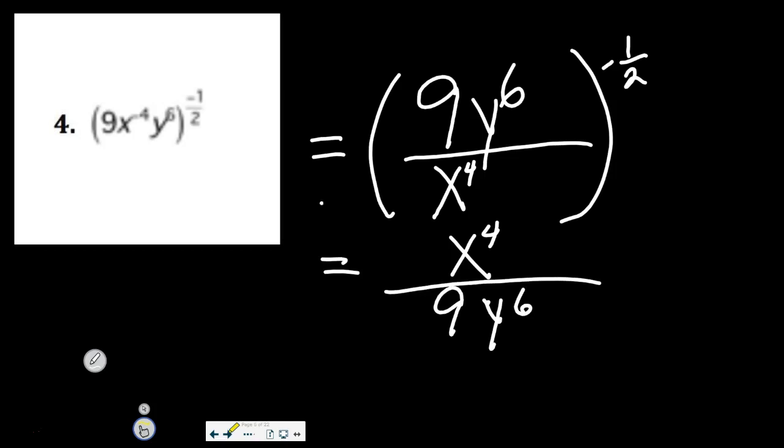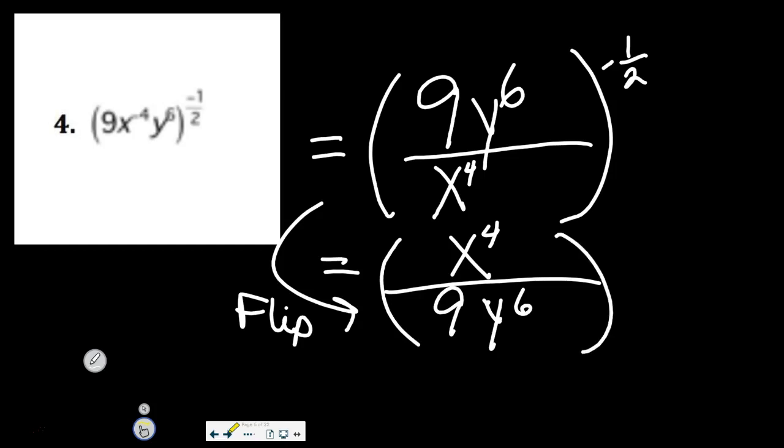So you might want to write yourself a little note, flip. What do I raise it to? Once I flip it, then what do I do to it? To the half, yeah, to the positive 1/2. Now you have to decide how you want to deal with that 1/2. It's a square root, but remember when you do power to a power, you multiply those powers. So we'd have x to the 4th times 1/2 is x squared.